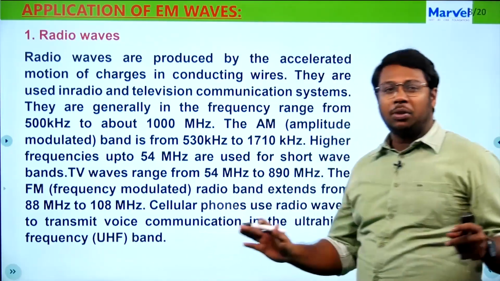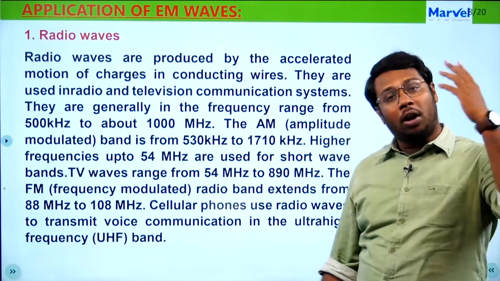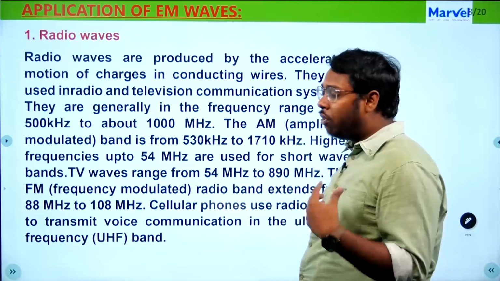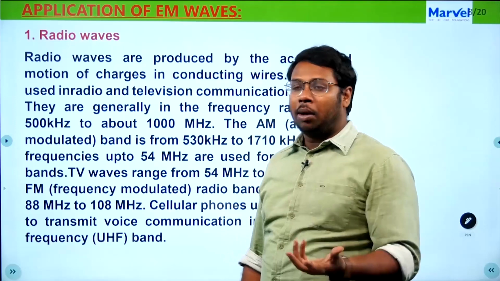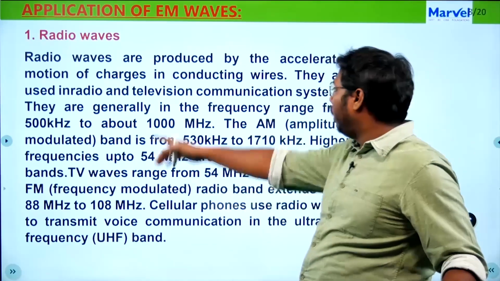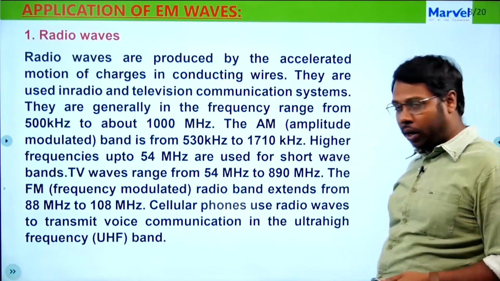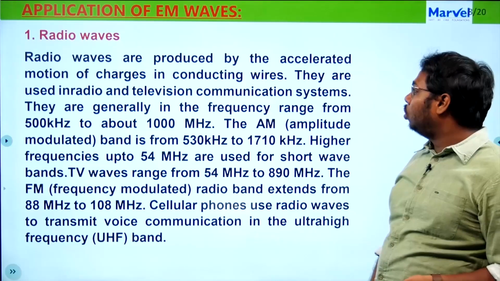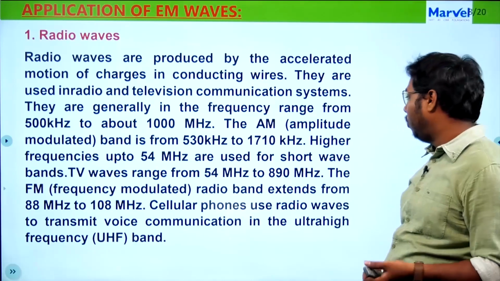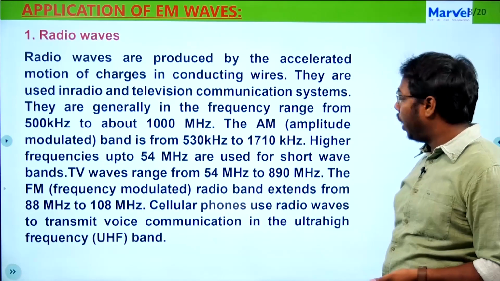The radio wave is one of the popular electromagnetic waves that we have known for a very long time. These electromagnetic waves served a very important purpose in communication during the early 1900s. Radio waves are produced by accelerated motion of charges in conducting wire. First point, they are used in radio and television communication systems. They are generally in the frequency range from 500 kilohertz to about 1000 megahertz.